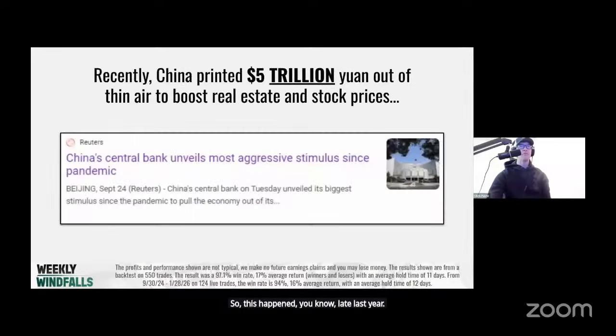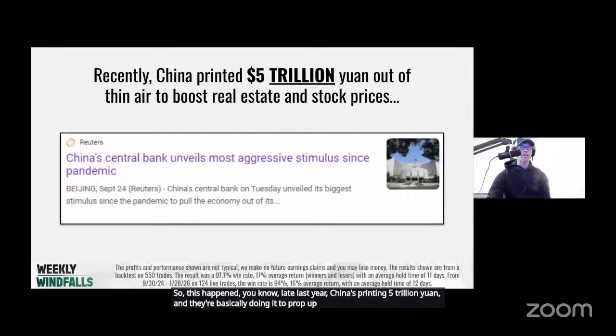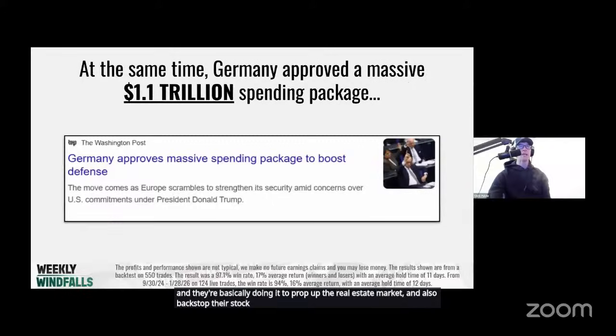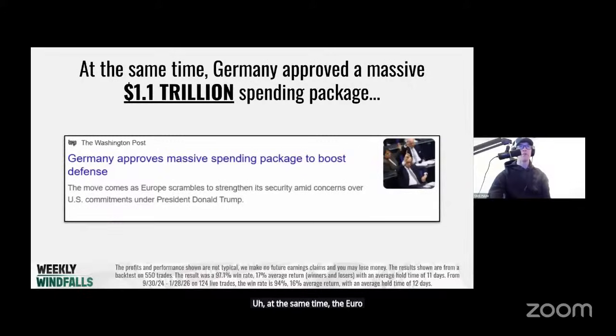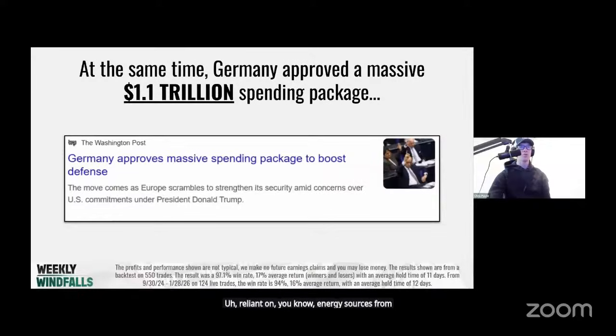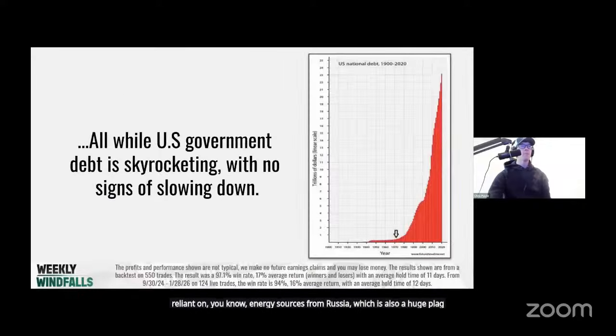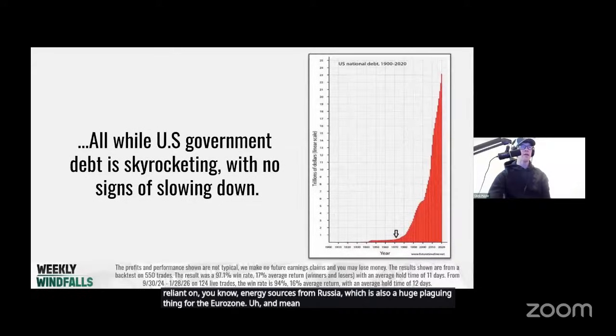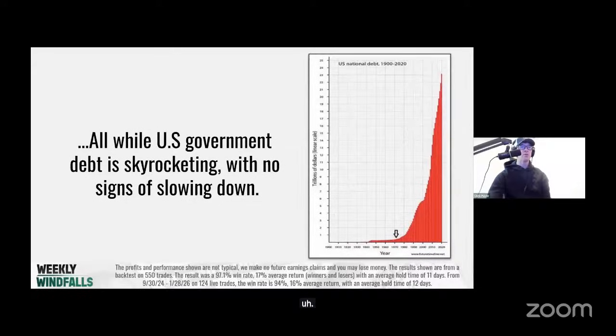This happened late last year. China's printing 5 trillion yuan, basically to prop up the real estate market and also backstop their stock markets. At the same time, the Eurozone, coming out of nowhere, finally did some fiscal spending, and they put together a $1.1 trillion spending package on defense. They're also reliant on energy sources from Russia, which is a huge plaguing thing for the Eurozone. And meanwhile, good old US of A: government debt is skyrocketing with no signs of slowing down.